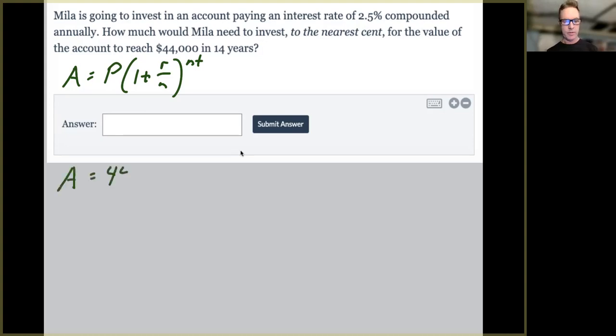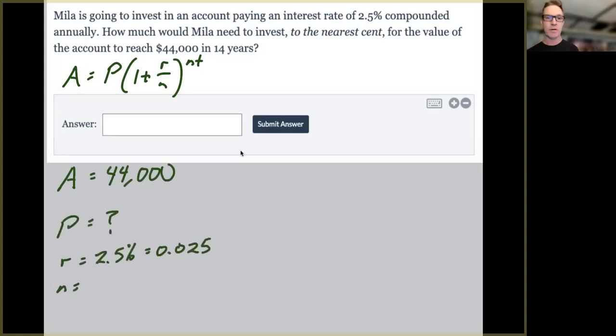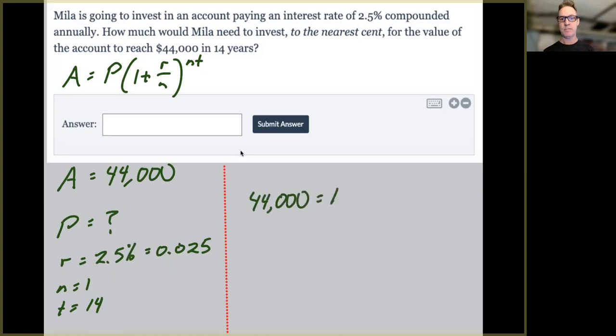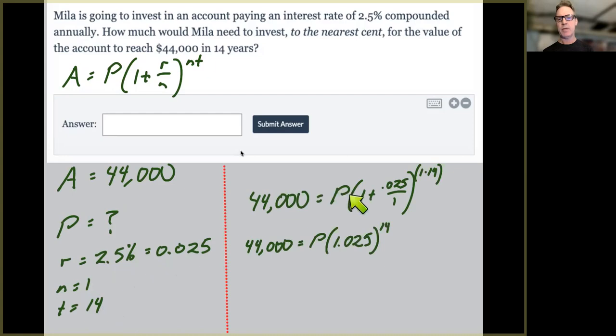So I know my final amount is 44,000. I'm looking for the principal amount in this case. So I know my interest rate is 2.5%. Again, it's annual, and T is 14 for 14 years. Remember, these interest rates are annual interest rates. So 44,000 equals P times (1.025 divided by 1) to the 1 times 14th power. So again, you'll probably get really good at writing these down after a lot of practice. 44,000 equals P times 1.025 to the 14th power.